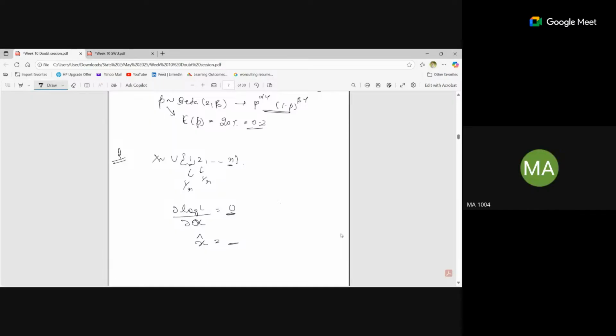My parameter n is already getting cancelled. So what is my maximum likelihood? Maximum likelihood is basically max. Please differentiate n log minus n log n so that I get it.